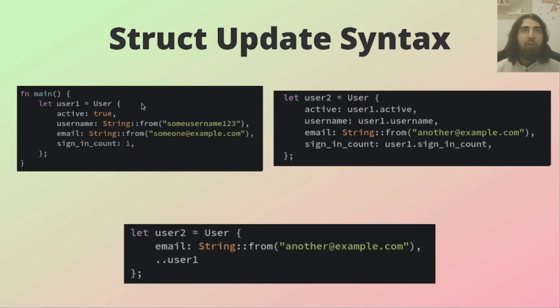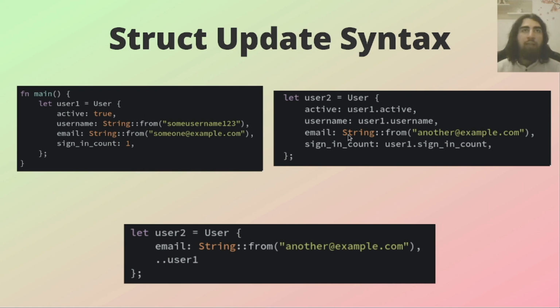And there is also a concept called struct update syntax. So over here we have an instance of the user struct. Now we want to create another instance, but taking some of the values from the fields from user1. As you can see, for example, in this instance, we want the active field to hold the value of user1's active field. So we are accessing user1 and the active field. And we are taking everything from this user1 instance except the email.